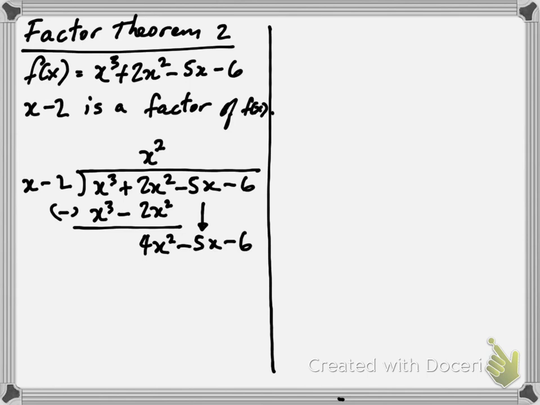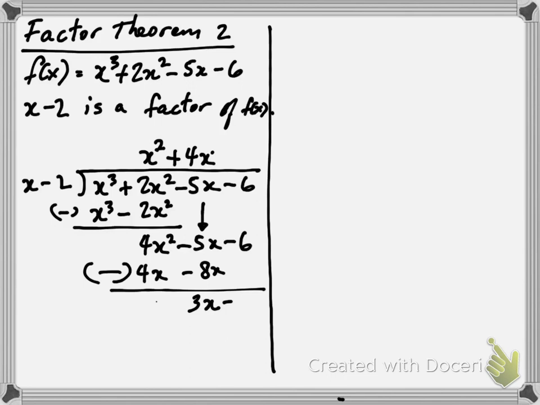All right, so next, what multiplied by x will give you 4x squared? So plus 4x. Take that and multiply with x, you get 4x squared minus 8x. So if you minus, you end up with 0 here. Minus 5x minus negative 8x will be minus 5 plus 8, which is positive 3x, minus 6. So what multiplied by x would give you 3x? So 3 times x is 3x. 3 times negative 2 is negative 6.